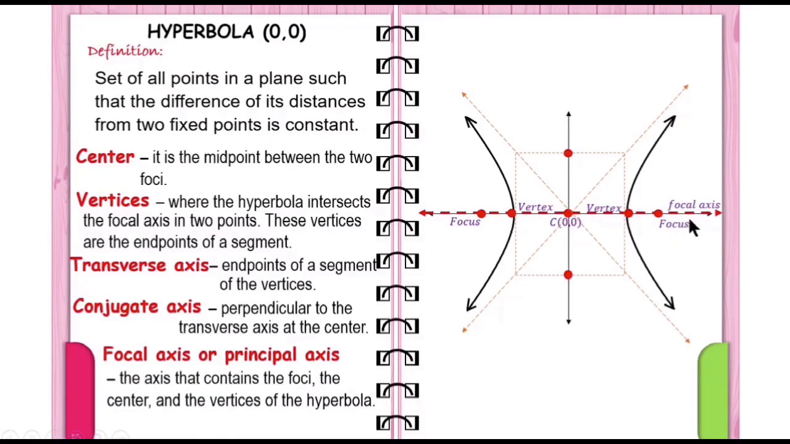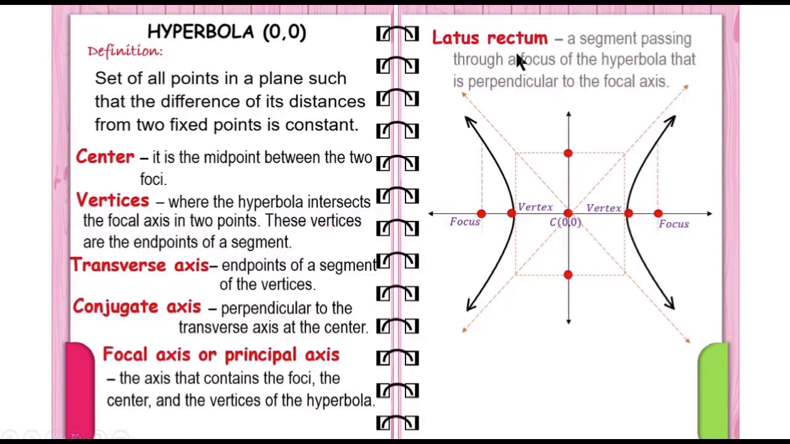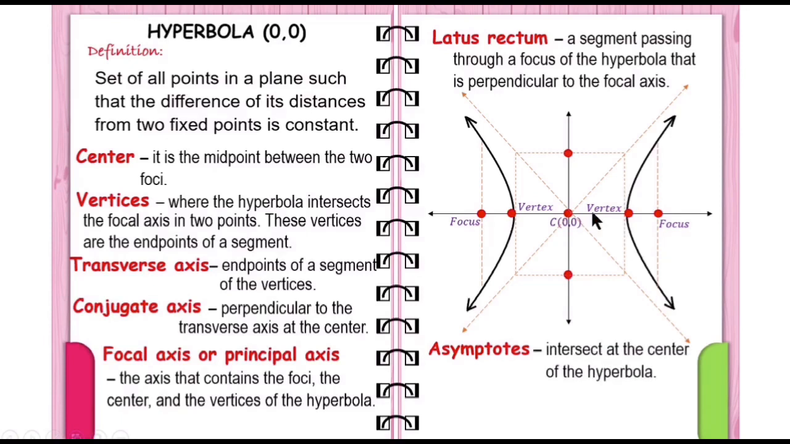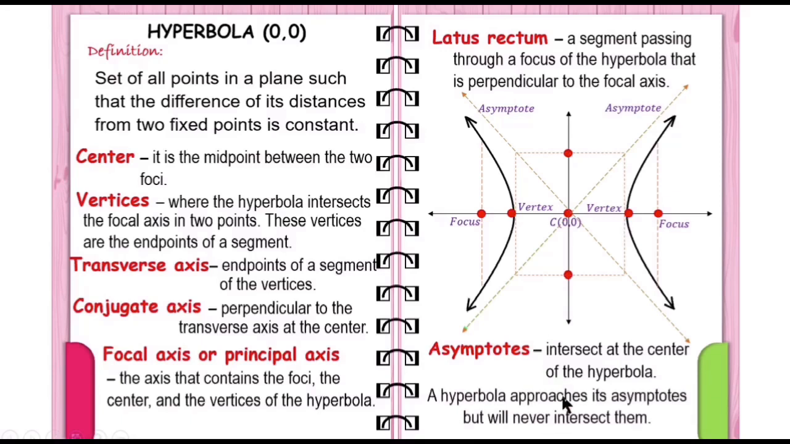A segment passing through a focus that is perpendicular to the focal axis is called the latus rectum. A pair of lines that is closely related to, but also not part of the hyperbola are the asymptotes. The asymptotes intersect at the center of the hyperbola. A hyperbola approaches its asymptotes but will never intersect them.